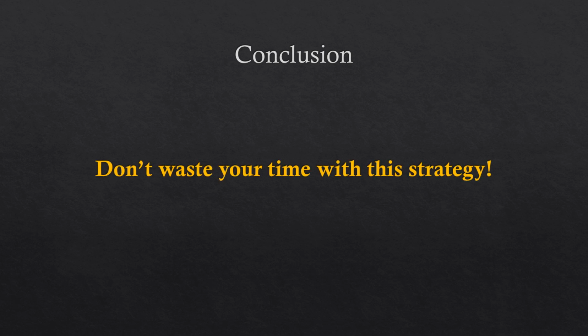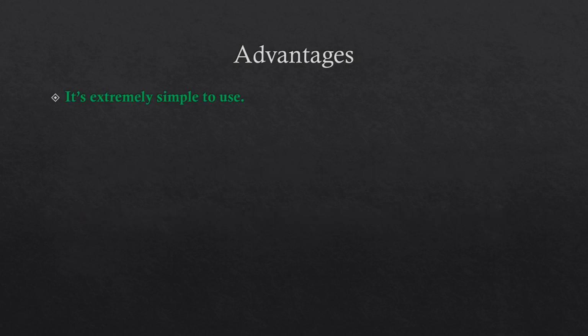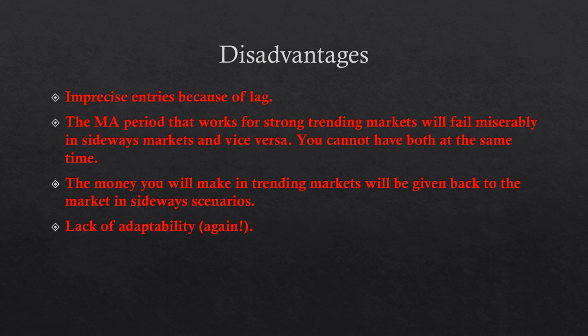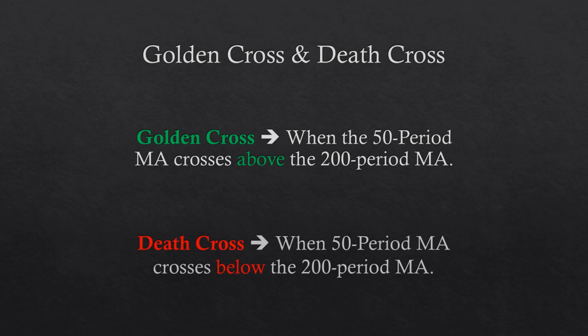The next technique we're going to analyze is the famous moving average crossover, which involves two moving averages, one with a fast period and one with a slow period. As you might be expecting already, the advantages and disadvantages are exactly the same as the previous two techniques. The moving average crossover is very simple to use, but it has a tremendous amount of lag. It works on one type of market scenario while failing in others, and a terrible level of adaptability. The most famous MA crossover system is called Golden Cross and Death Cross, which involves the 50-period SMA as the fast average and the 200-period SMA as the slow average. The Golden Cross happens when the 50-period MA crosses above the 200-period MA, and the Death Cross happens when the 50-period MA crosses below the 200-period MA.